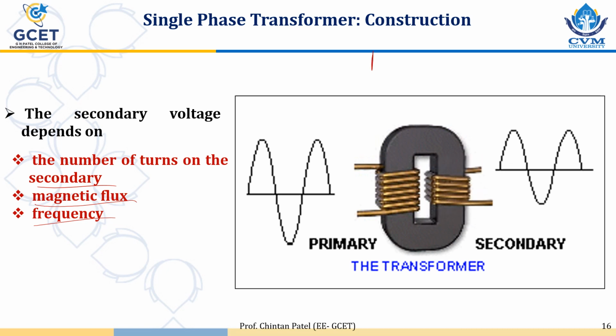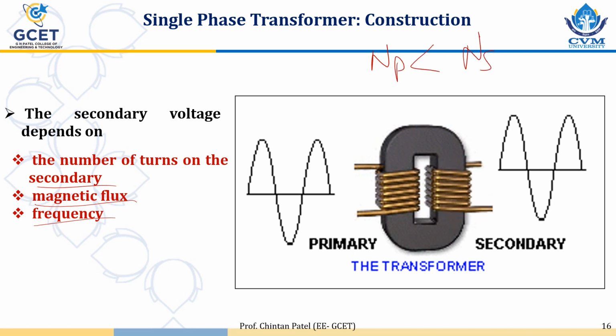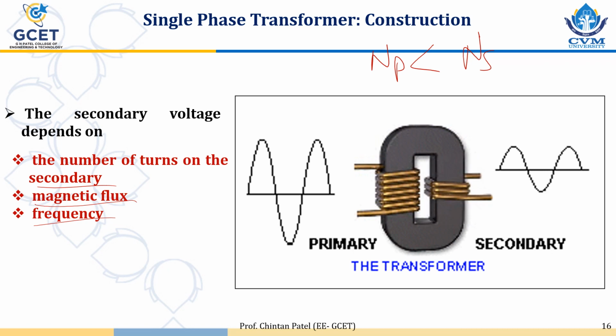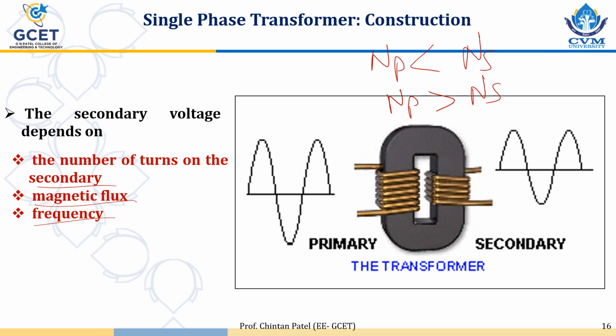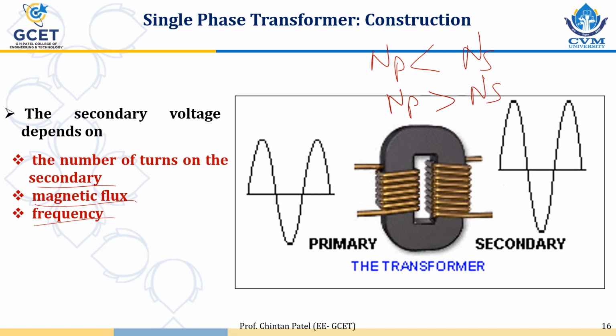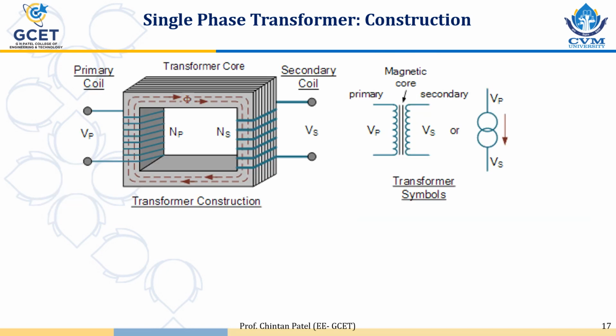That means if NP is less than NS, number of turns in secondary winding is greater than number of turns of primary winding, then more EMF is induced in secondary winding. But if NP is greater than NS, then less EMF is induced in secondary winding. Input to the primary winding is constant. So if we increase the number of turns in secondary, more EMF is induced. If we decrease the number of turns in secondary, less is induced.